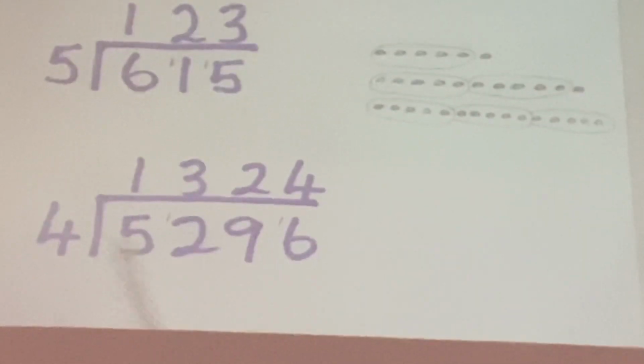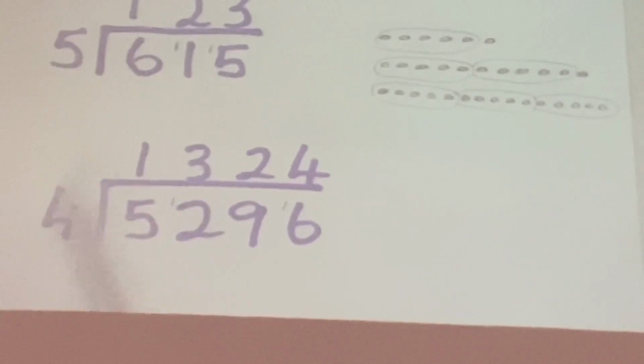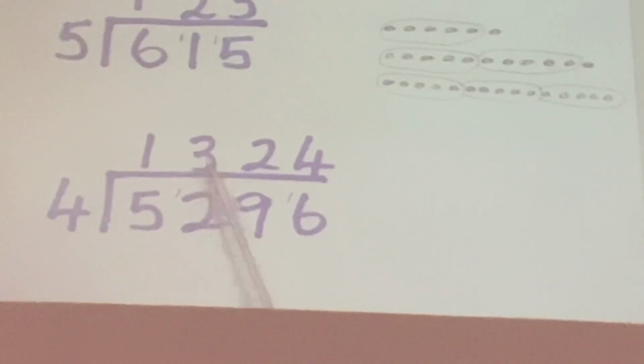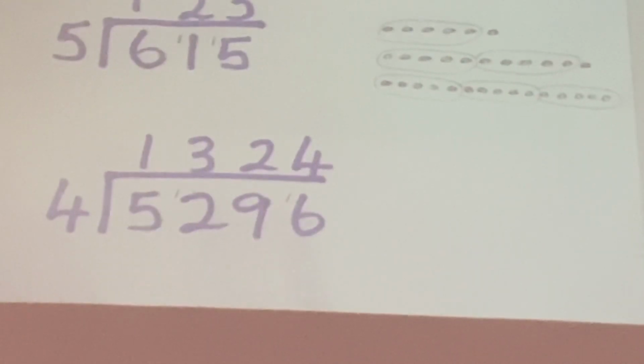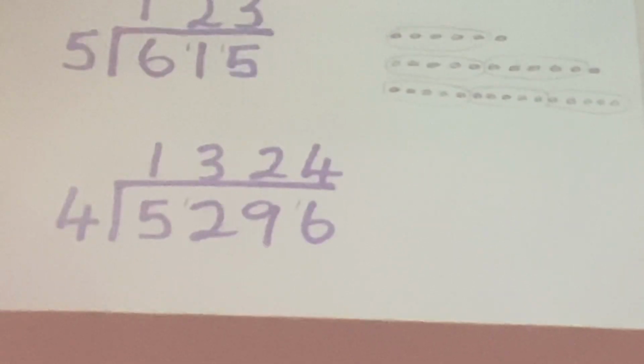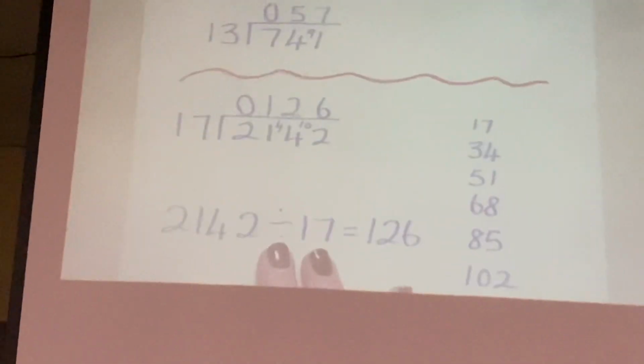And then here we're just showing dividing a 4-digit number by 4. Again, the exact same method, 1 group of 4 in 5, 3 groups of 4 in 12, and so on until you get to your answer of 1,324. That's year 5. And then moving on to year 6, we will divide by 2-digit numbers.